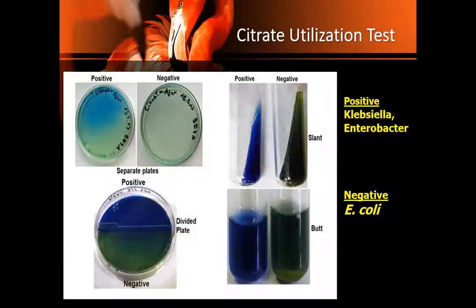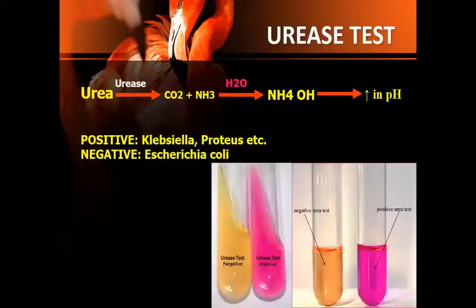So here are a few organisms. You can observe in a positive reaction, you will observe blue color of the agar. Okay, so those organisms which are citrate positive give a blue color reaction, blue color agar or blue color slant. On agar where the reaction is negative, it will not show any color. Positive reactions like Klebsiella and Enterobacter are citrate positive organisms. E. coli is a citrate negative organism.